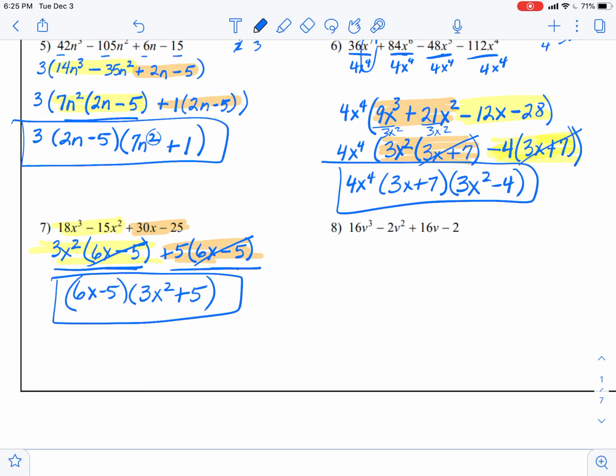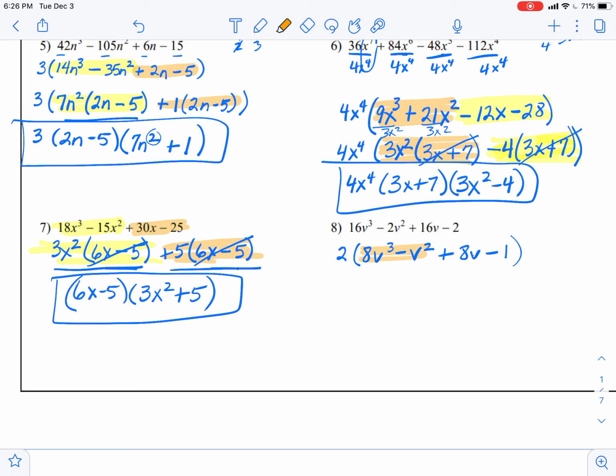Okay, number 8. 16, 2, 16, and 2. So all of those will divide by 2. So now we do have a common factor. The 2 doesn't have a v down here, does not have a v. So there's no letters that'll go out. Let's go ahead and reduce. So 16 divided by 2 would be 8. 2 divided by 2 is 1. 16 divided by 2 again is 8. And 2 divided by 2 is 1.